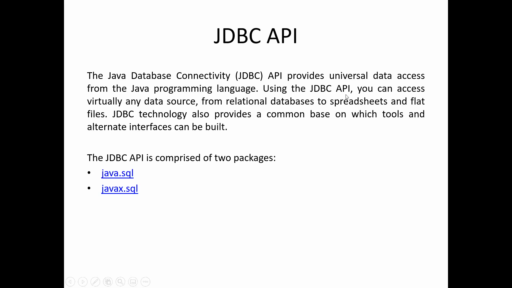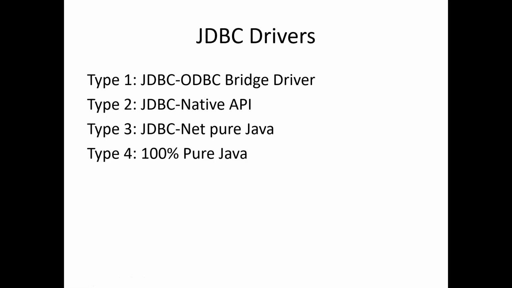Using the JDBC API, you can access virtually any data source, from relational databases to spreadsheets and flat files. JDBC technology also provides common ways on which tools and alternatives can be built. Here we have two packages available. With the help of any one of these packages, we will communicate from the Java application to the JDBC.